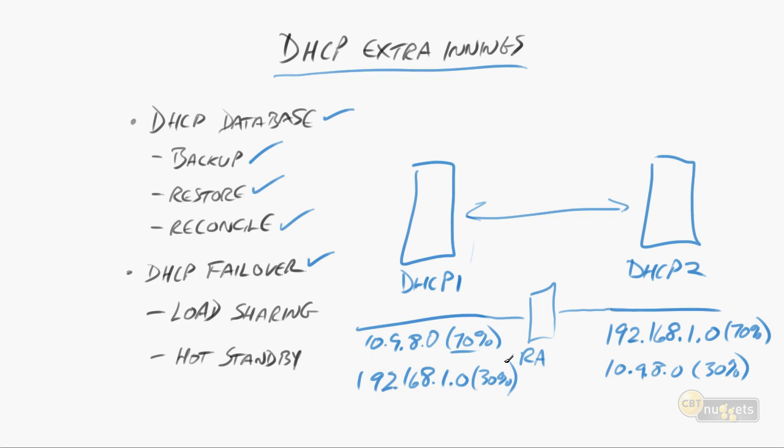198.168.1.0, 30% over here, and over here where the actual subnet is, this DHCP server does 70%. Now, if this server fails, then this server will still be able to provide service not only to its own subnet, but also to this subnet because of the relay agent.